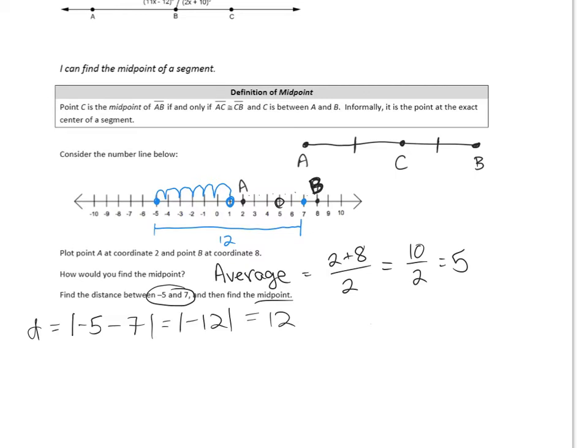Well, let's double check that. Let's take the average and make sure that that's correct. So my midpoint, I'm going to add them together and divide by the number of terms, which is 2, which gets me 2 over 2, which is 1. That's right.